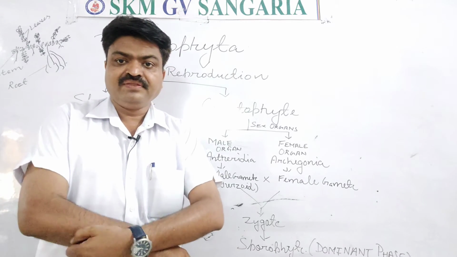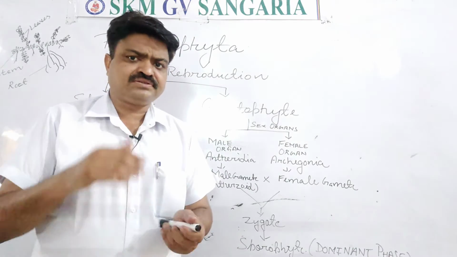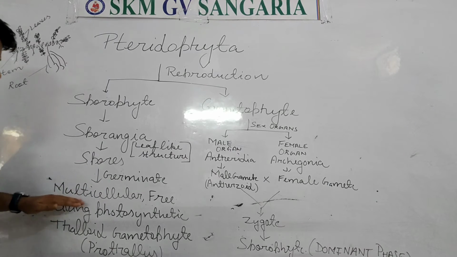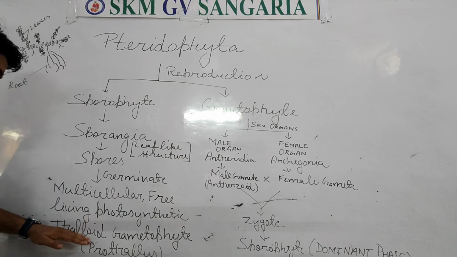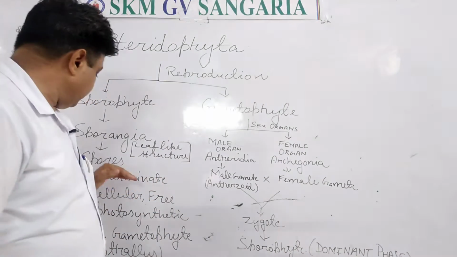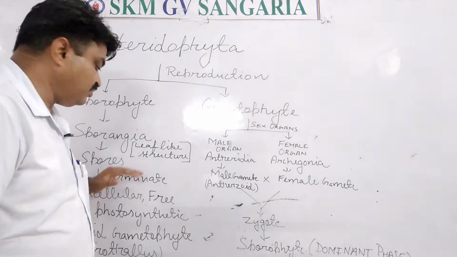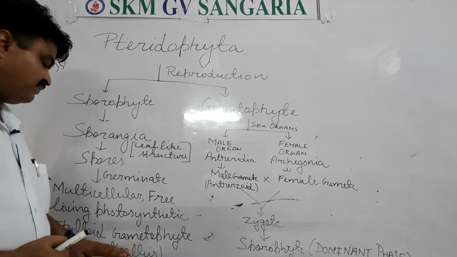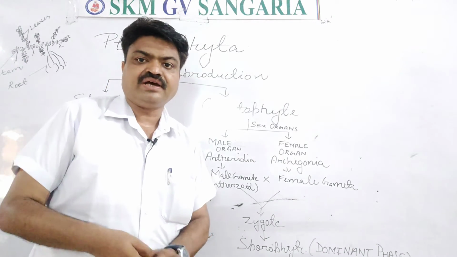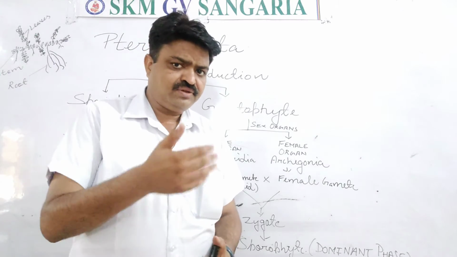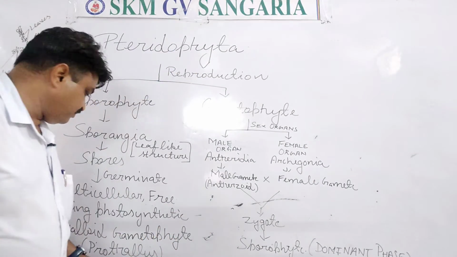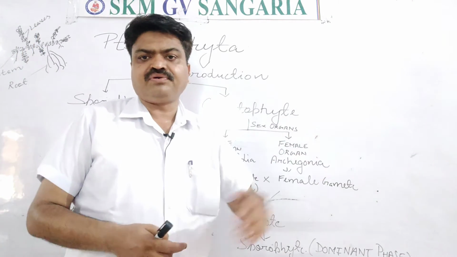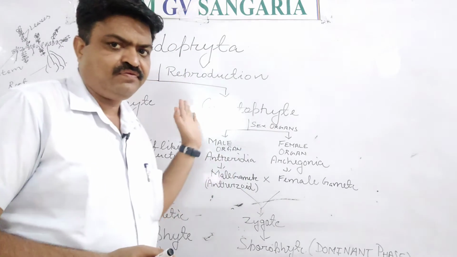student, they have similar structure spores, and these spores are developed or germinated into a multicellular free living photosynthetic thalloid gametophyte. Means these spores germinate into the gametophyte structure, and that gametophytic structure is known as prothallus. Now from the prothallus or from the gametophyte, sexual reproduction takes place in the pteridophyte.